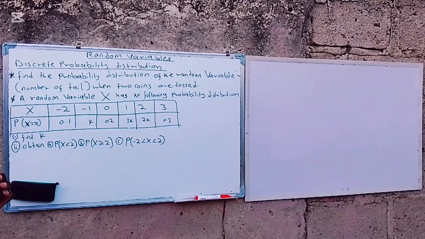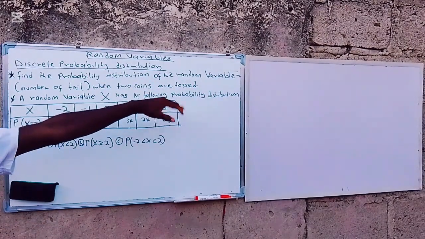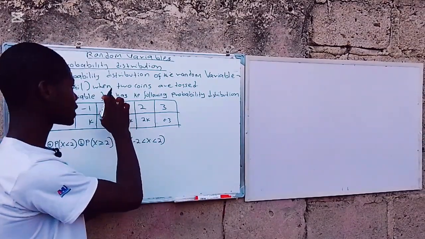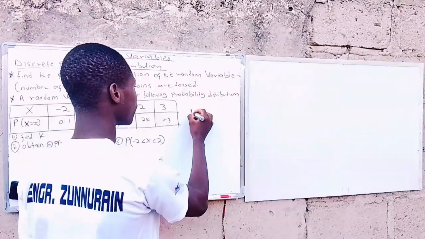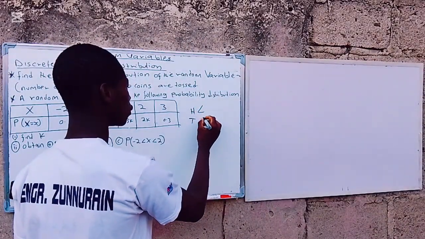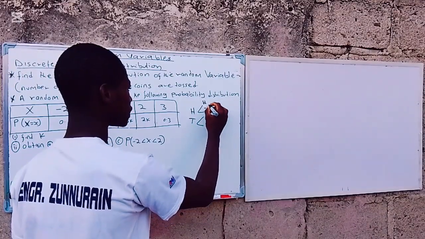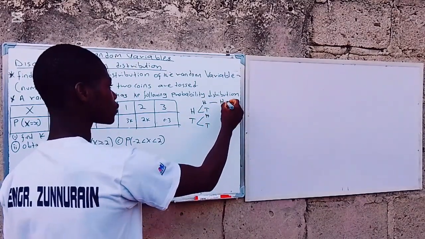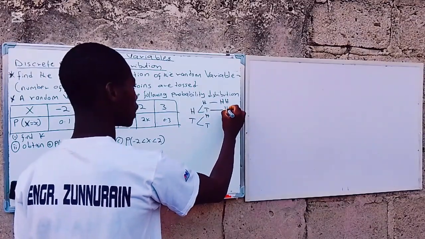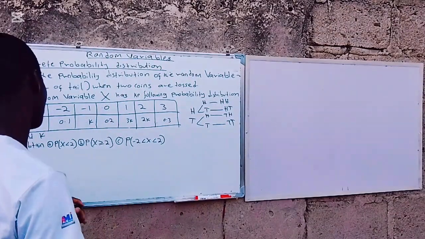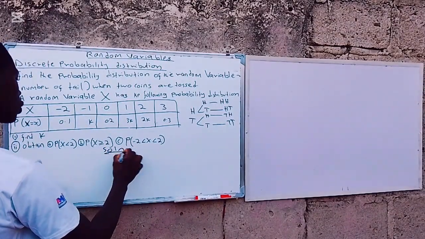So it says that we are to find the probability distribution of a random variable, the number of tails, when two coins are tossed. What it means is that when two coins are tossed, we have head and tail, and also head and tail. So the possible outcomes should be head and head, head and tail, tail and head, and tail and tail.